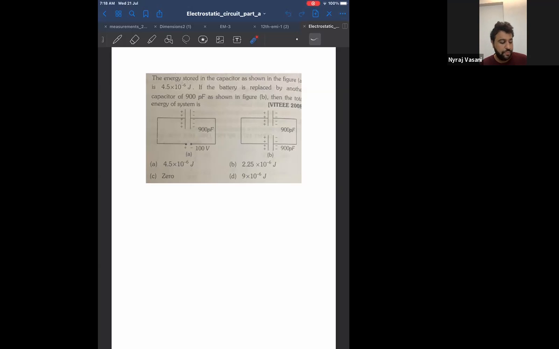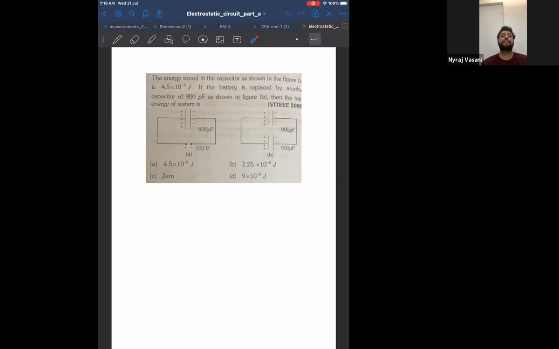Okay, I'll give you the clue. Then, if the battery is replaced by another capacitor of 900 picofarad, see the second case. What is the total energy of the system? Now, tell me, in the second case, are the capacitors connected in series or in parallel? They are connected in parallel.